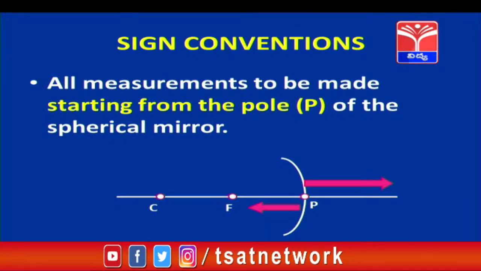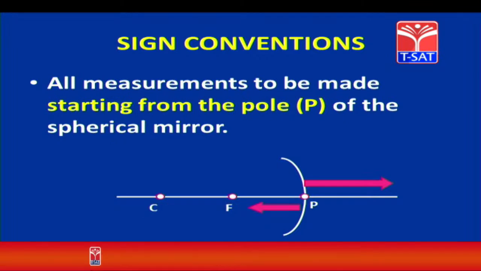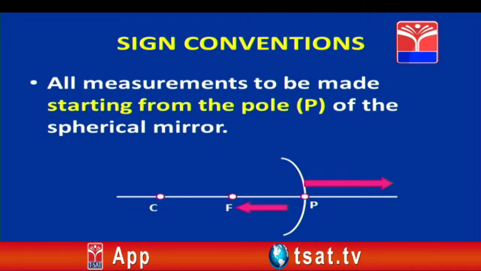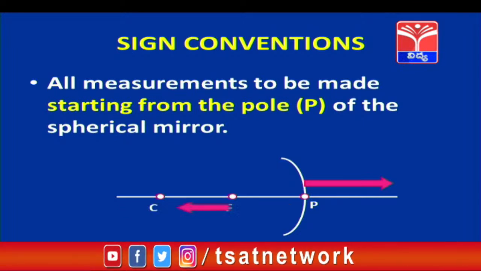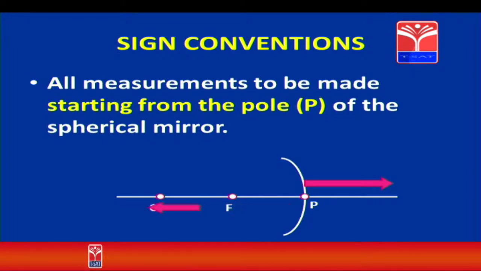So, let us see this. See here, children. If the object is placed in front of the mirror, then the direction of measurement is from the pole towards the object. And at times we have to make measurements behind the mirror also, for, let us say, virtual images.